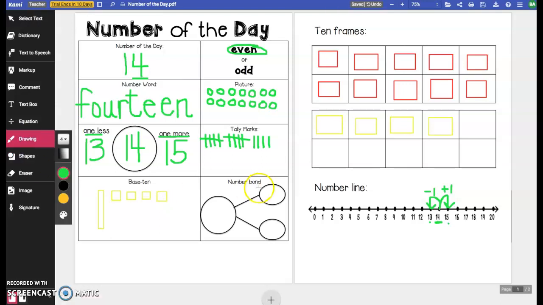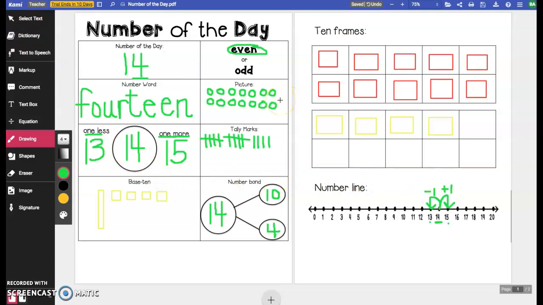All right, so now let's look at our number bonds. Our whole is 14. And what is my part? One way to make 14 would be 10 and how many more? So first part is 10. And then how many more? 4 more, right? We have 10 in the first 10 frame plus 4 more.